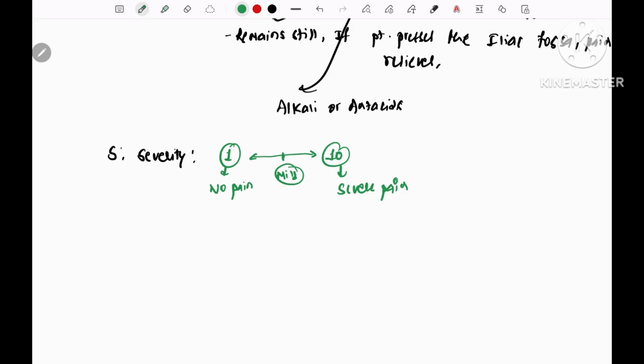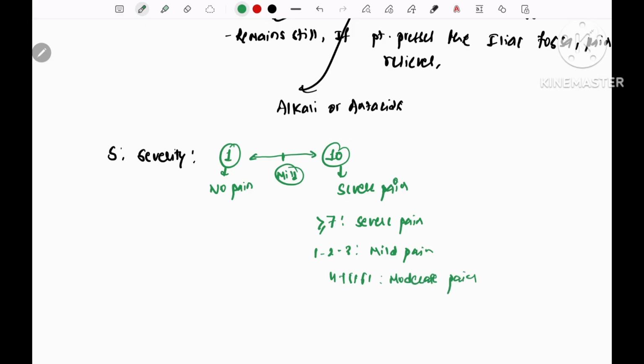Now we ask the patient how much number will you give to this pain when there is either an acute attack, or if the patient is having pain continuously, then during that time what number will you give? If the patient gives more than 7, then this is severe pain. But if the patient says 1, 2, 3, then we can consider there is only mild pain. And if the patient talks about 4, 5, 6, then we assume that it is a moderate type of pain.